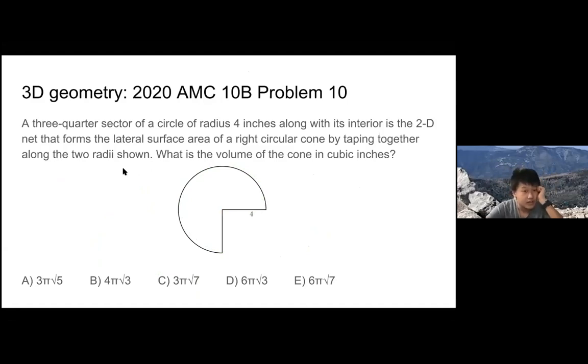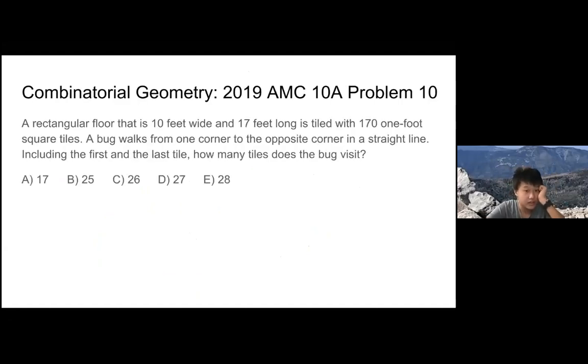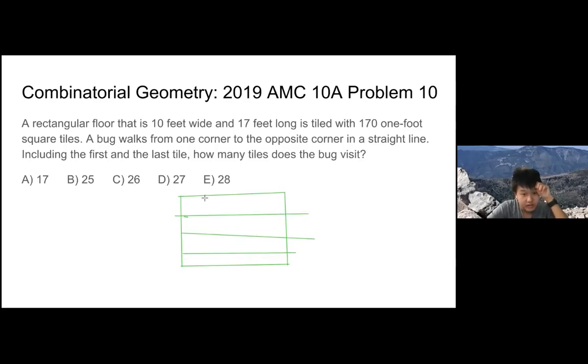Well, anyways, next, combinatorial geometry. A rectangular floor is 10 feet wide, 17 feet long, and it's tiled with a bunch of 1-foot square tiles. So it looks something like this, but with more tiles essentially, and they're actually perfectly straight, unlike the slanted lines I'm drawing here. If the bug walks from one corner to the other corner, how many tiles does he pass through?